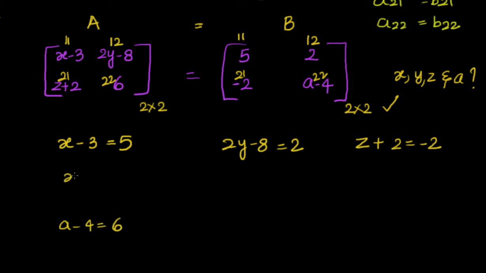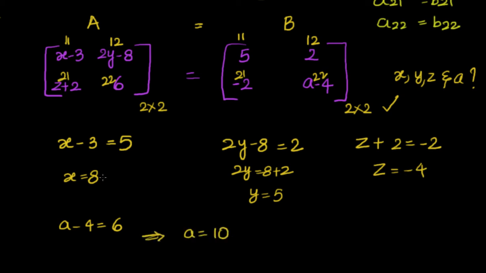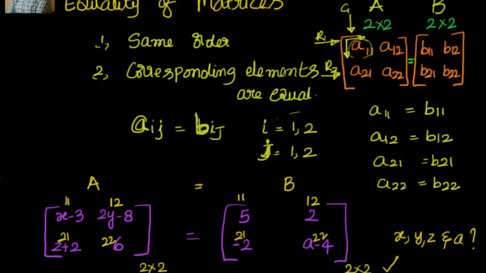We can simplify this. We know x equal to 8 here. From this, 2y equal to 8 plus 2, 2y equal to 10, that gives me y equal to 5. Similarly here z equal to negative 4 and a equal to 10. You can check: 8 minus 3 is 5. Y is 5, 2 into 5 is 10, 10 minus 8 is 2. Then z is negative 4, negative 4 plus 2 is negative 2, and a is 10, so 10 minus 4 equal to 6. So the values of x, y, z and a can be found.